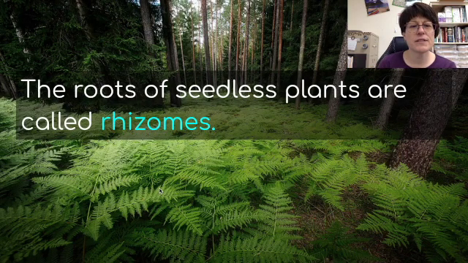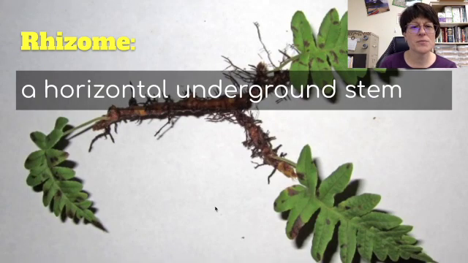The roots of seedless plants are called rhizomes, and you can't see the rhizomes because they're underground here. But this is what a rhizome looks like. It's a horizontal underground stem. These run just under the ground, they tend to go out horizontally, and you can see the fronds branching off of that rhizome. It is not a true root.